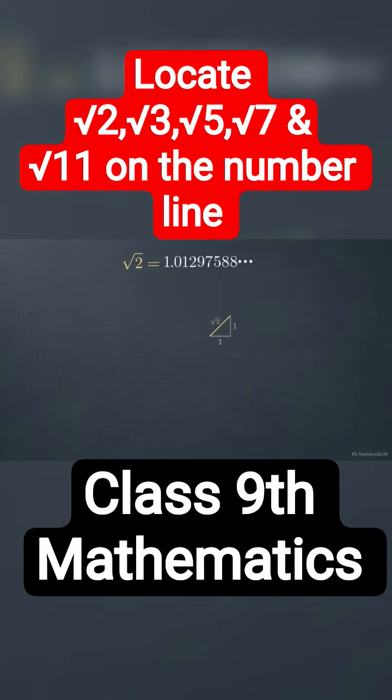How do you take a messy infinite decimal and place it at a specific, repeatable point on a number line?